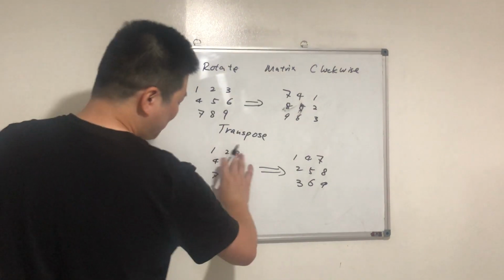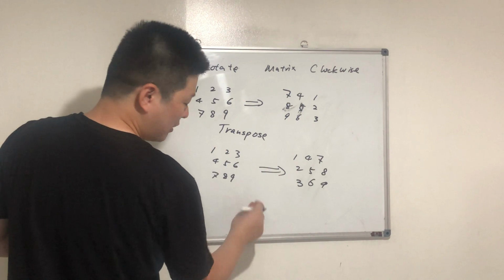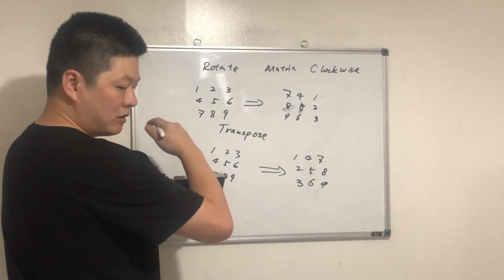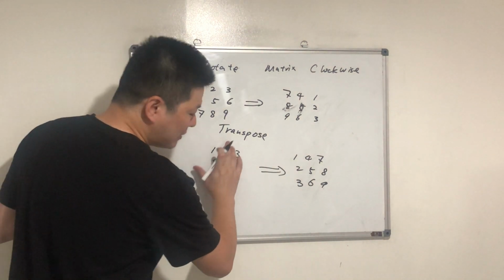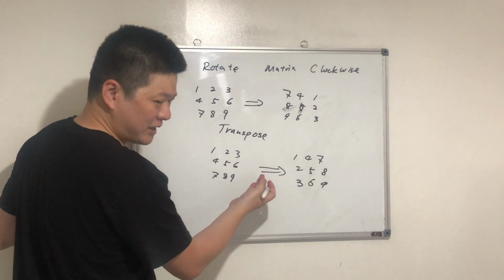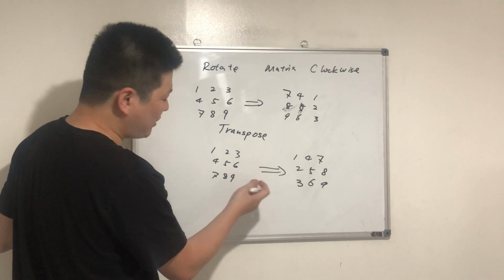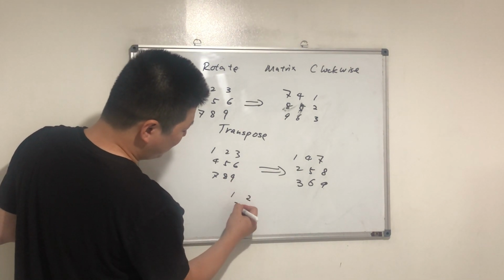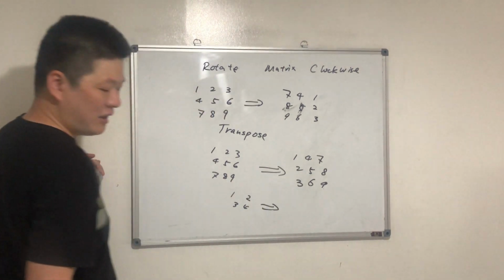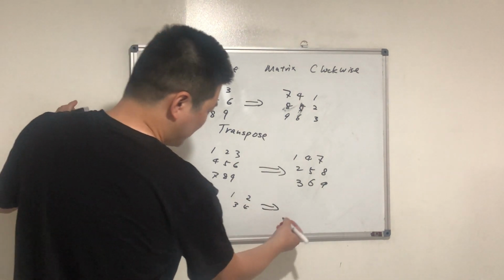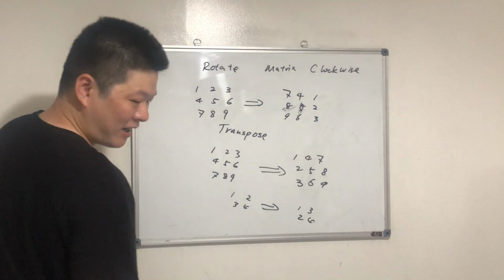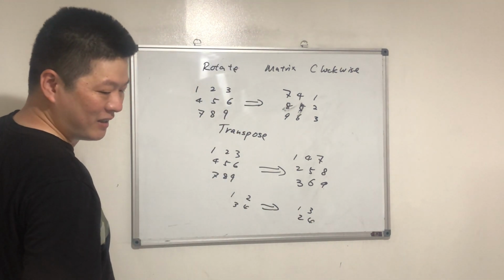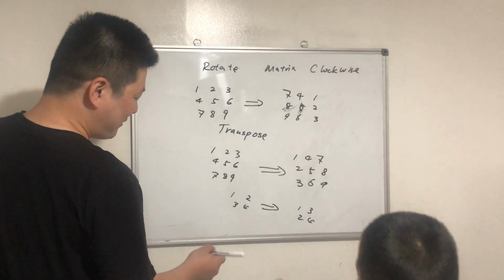What do you do? Turn it around anti-clockwise and reverse the columns. But most intuitively, how do you do this? For 1, 2, 3, 4, what's the transpose? 1, 3, 2, 4. Yes. How do you know it's 1, 3, 2, 4? Come on, it's very obvious.